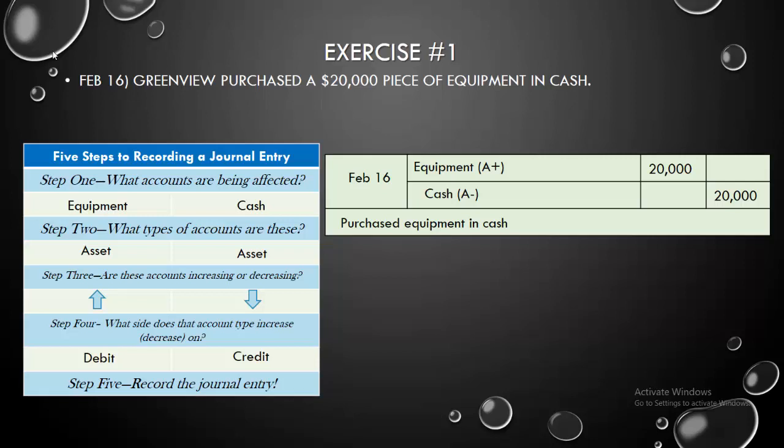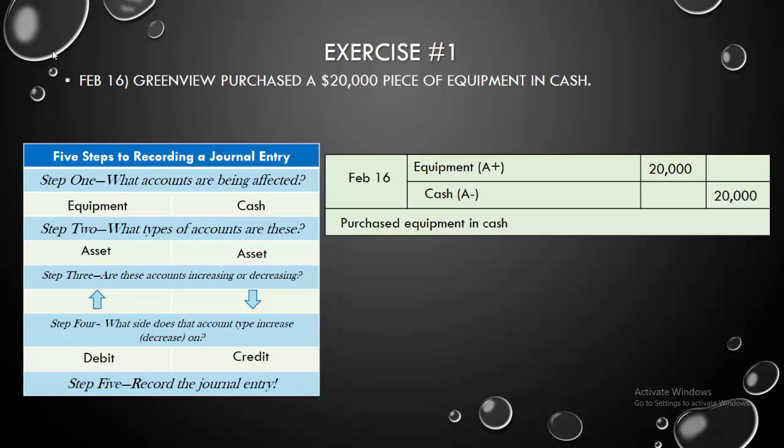On February 16th, Greenview is going to purchase a $20,000 piece of equipment in cash. What are we buying? How are we paying for it? We're buying equipment in cash. Those are the two accounts being affected. They're both assets. The amount of equipment we have after this purchase is going to go up, while the amount of cash we have is going to go down.